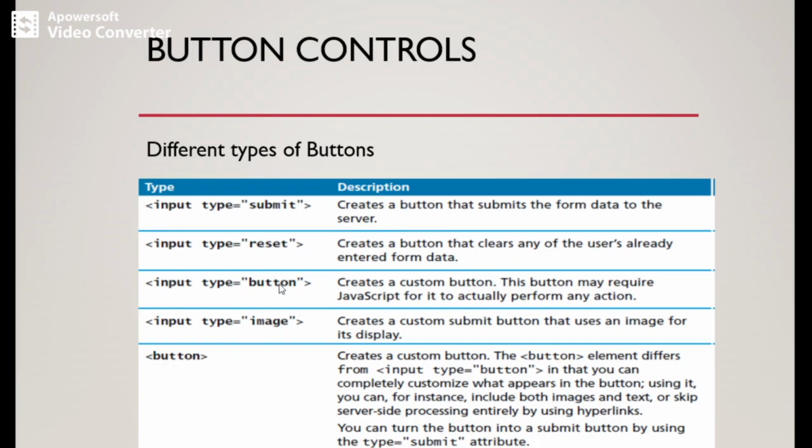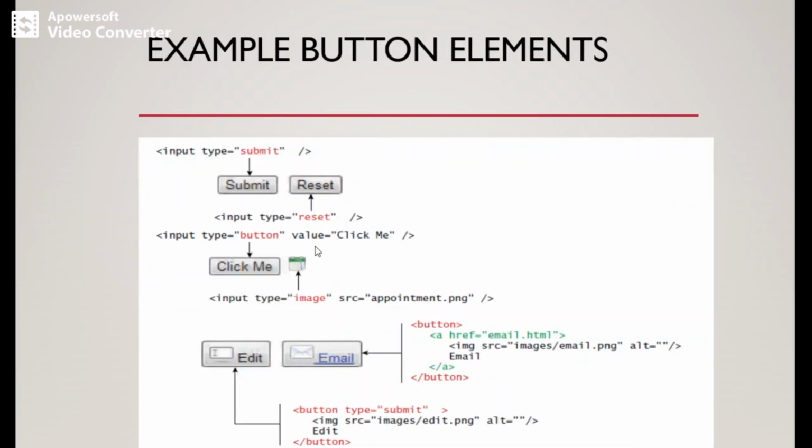Input type is equal to button just means you can create a custom button. So this button may require JavaScript for it to actually perform any action. Because you're creating a custom button, you have to write the code in order to function. Input type is equal to image: now you can create a custom submit button that uses an image for its display. So like this, you have submit button, reset button. This is custom button.